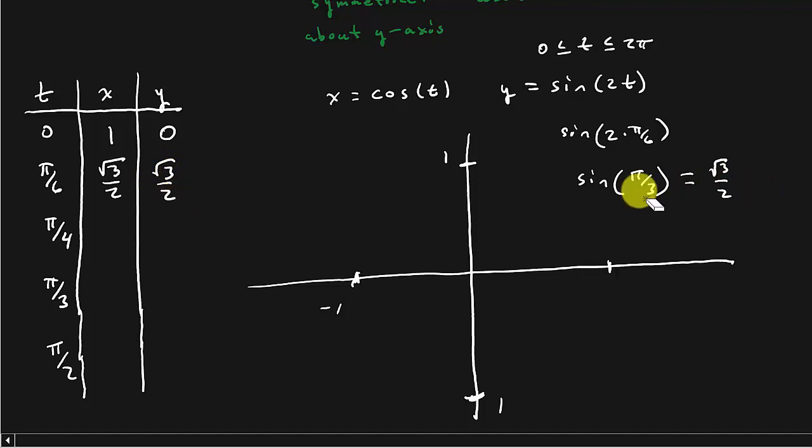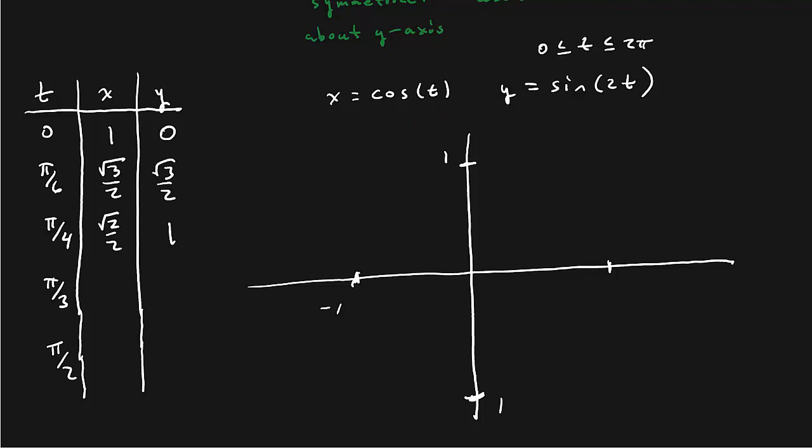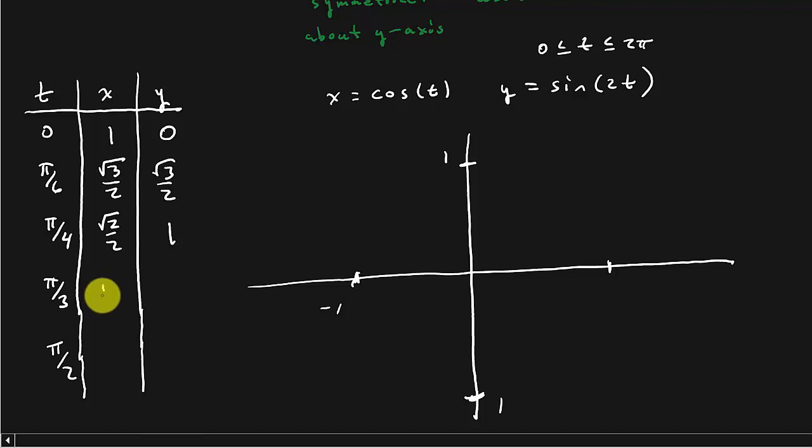And then we're going to plug in the pi over 4. All right, so I don't want to erase that. So if we plug in the pi over 4, cosine of pi over 4 is square root of 2 over 2. And then the sine, we plug in pi over 4. 2 times pi over 4 is, well, let's write it out. 2 times pi over 4. So that's going to be the sine of pi over 2, which is going to be 1. And then we will plug in pi over 3. Well, cosine of pi over 3 is 1/2. And then we do sine.